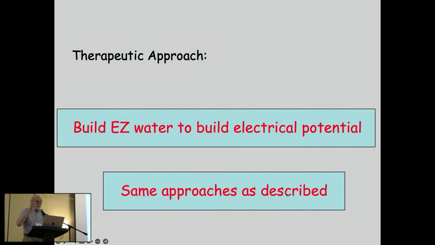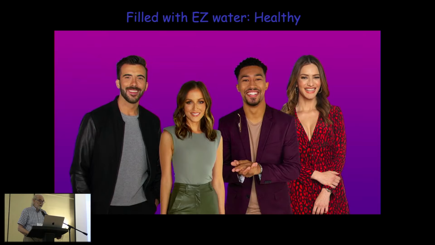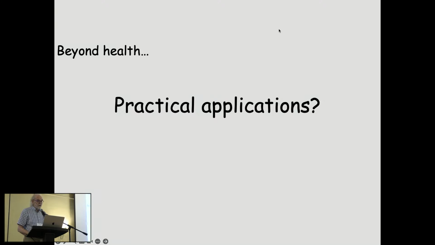So in other words, if we're on the right track, it means that you can reverse cancer by building easy water, by using all those expedients that I listed. And that should return the cancer cells and other pathological cells to their natural working state. And so if we're filled with easy water instead of bulk water, we should be healthy. So I end with practical applications because I know a lot of people are interested in practical applications.